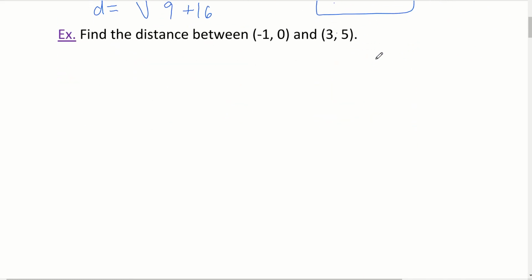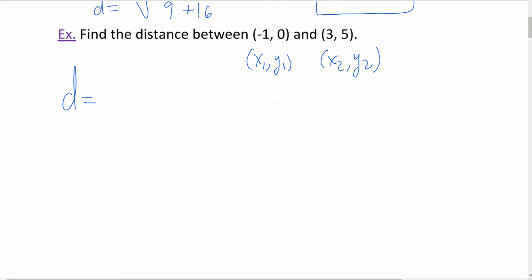Let's take a look at the next example. Let's find the distance between negative 1, 0 and 3, 5. It doesn't matter which point you call point 1 and which one you call point 2. The distance between 2 points, regardless of the orientation, is always going to be the same. So as a habit, I usually call the first point that's listed point 1. We'll call the second point point 2. And again, let's plug those into our distance formula.